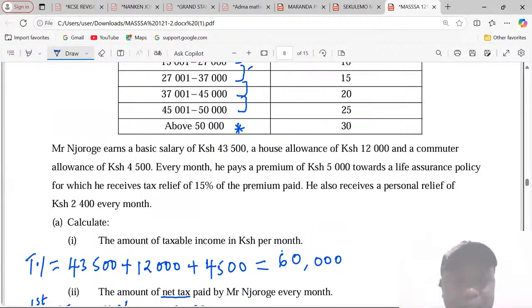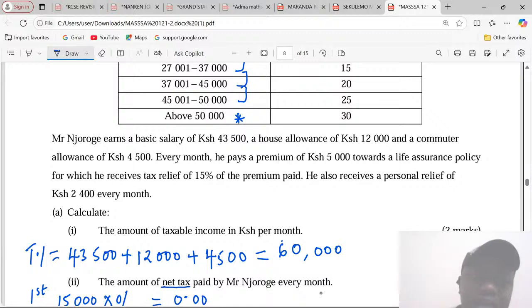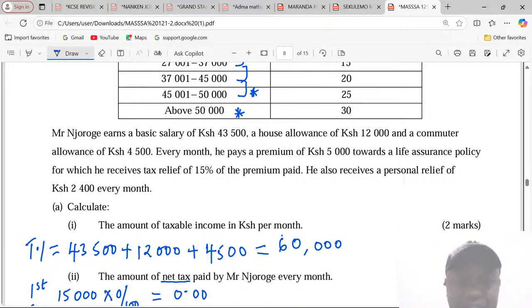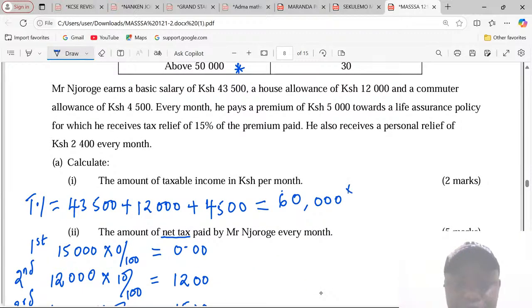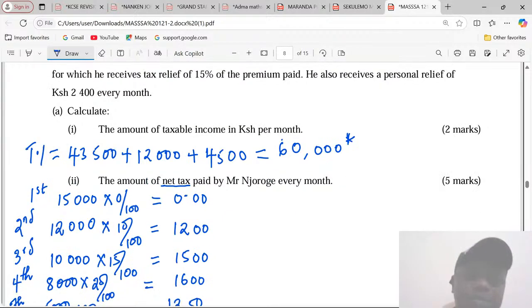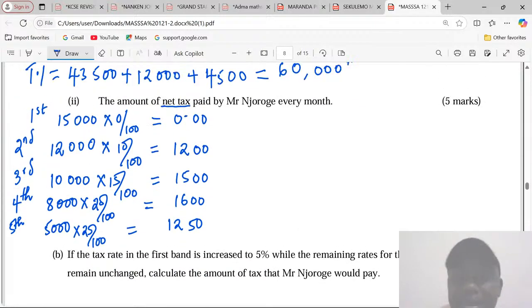What about in the last bracket? In the sixth bracket now, remember we have taxed up to 50,000, but the taxable income is going up to 60,000. Therefore, what amount remains untaxed? 60,000 minus 50,000. This is 10,000. So there lies 10,000 for Mr. Joroge in the last bracket.